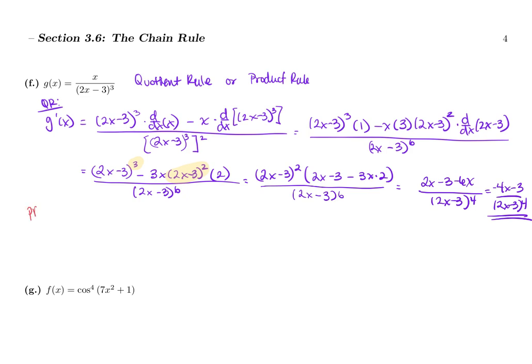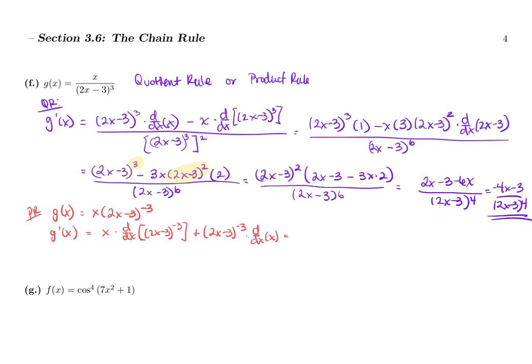If we wanted to do the product rule instead, we would do g of x is equal to x times 2x minus 3 to the negative 3. So g prime of x would be x times the derivative of 2x minus 3 to the negative 3rd plus 2x minus 3 to the negative 3rd times the derivative of x.